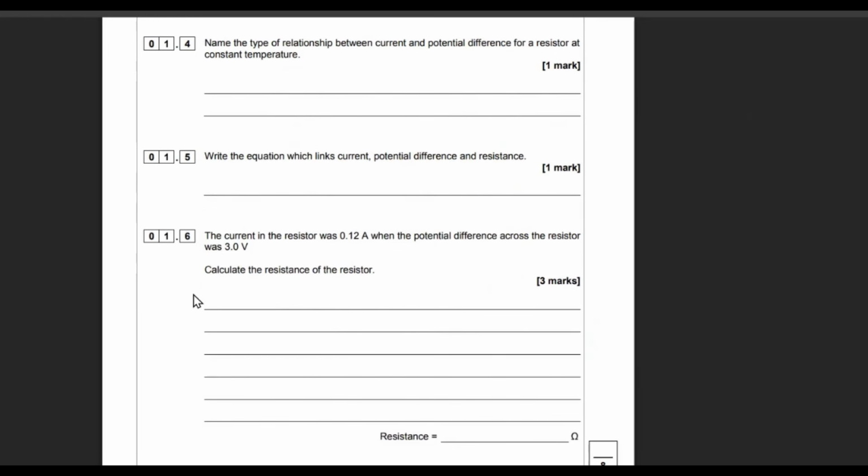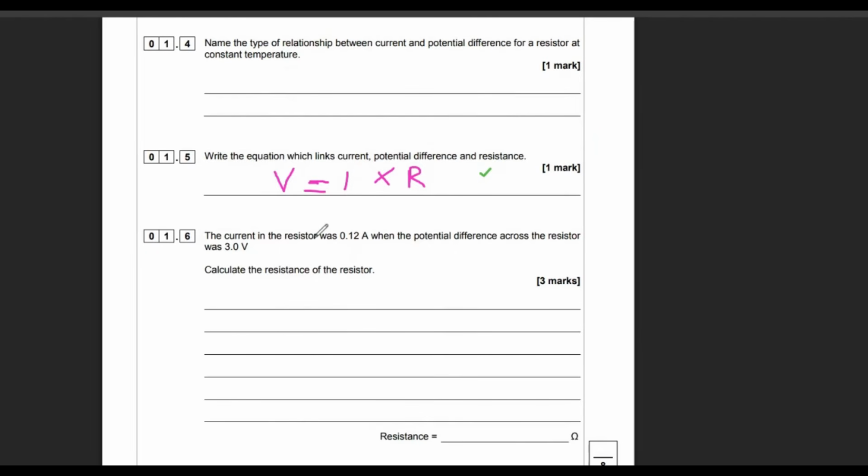Right, 1.6. The current in the resistor was 0.12 amps when the potential difference across the resistor was 3 volts. Calculate the resistance of the resistor. So just to remind ourselves, by now we've worked this equation out. Remember, you are being given the equation sheet, and that is a definite cert till 2027, the exam board have said at the moment. So you will 100% have that equation sheet if you're studying this at the moment.